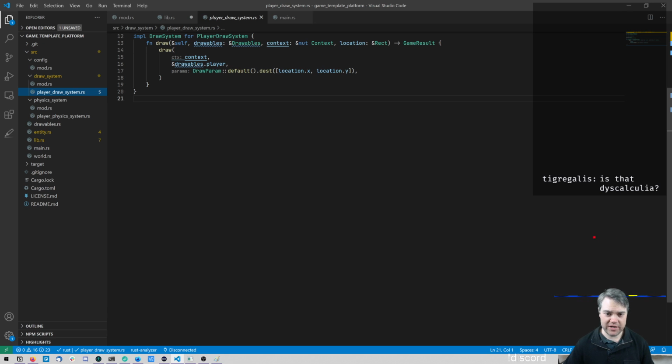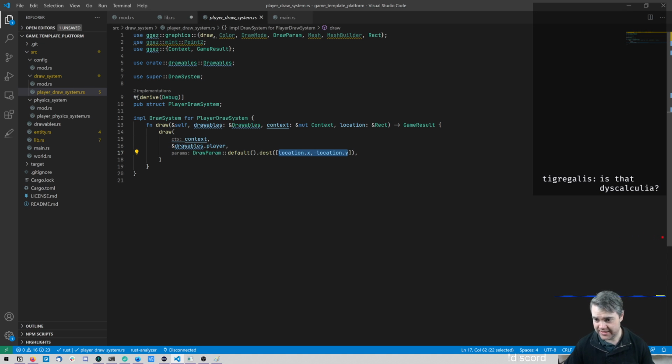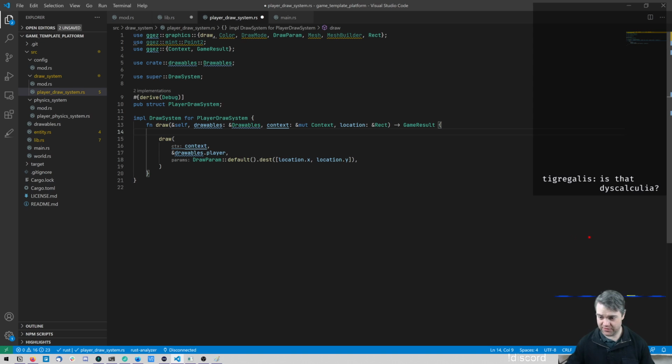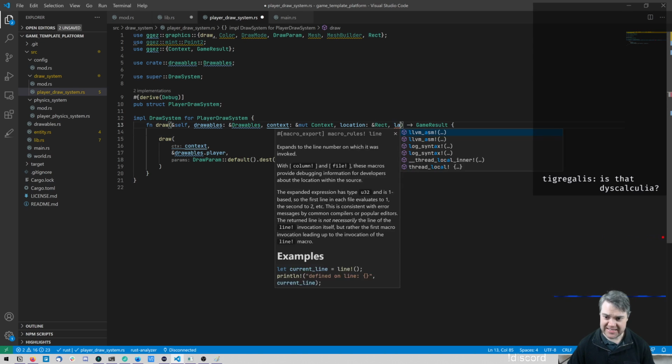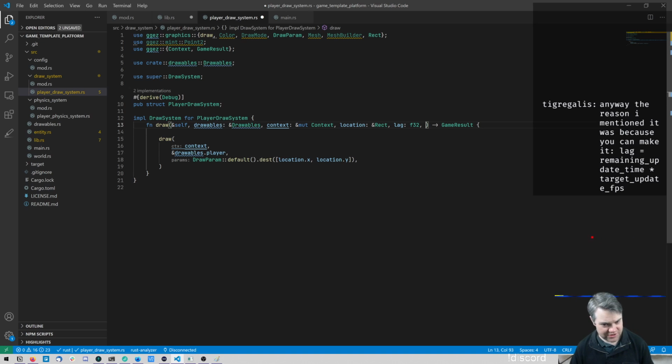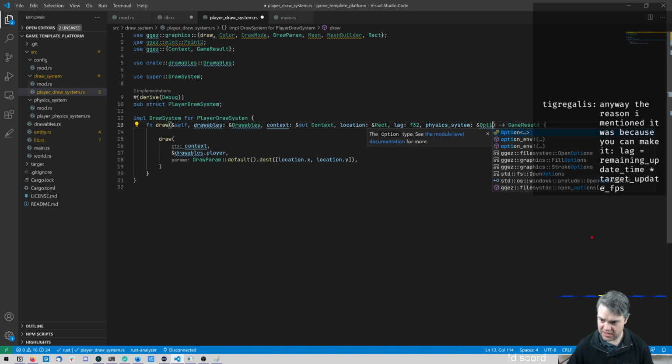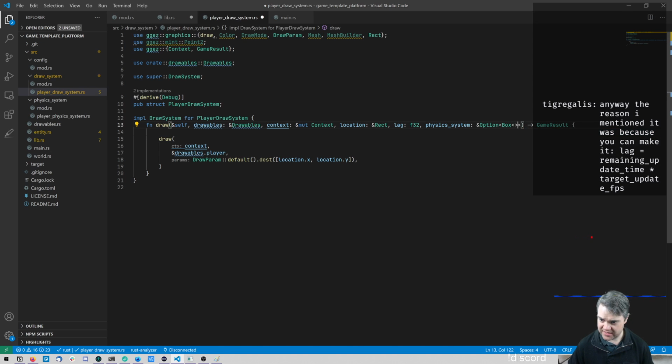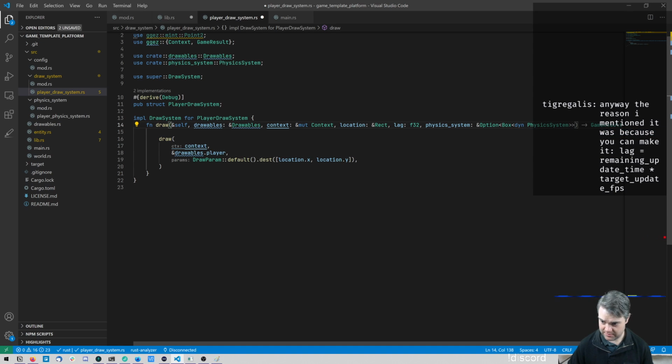All right, so in our draw system, we want to update this location and have it actually be based upon where it's going to be. So what does that mean to us? We need to know the player's velocity, the last known velocity. Well, if that's the case, then we need that lag number, so that's going to be an f32. We could just take a look at the velocity itself, however that's still an option in draw structs. What if we instead take in a reference to the physics engine? So we have the physics system, which is going to be a reference to an option that has a box that has a dyn physics system in it.